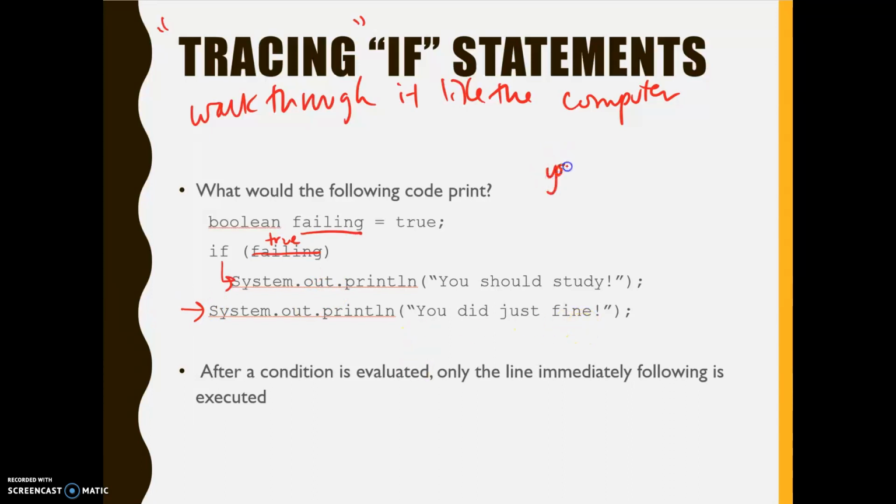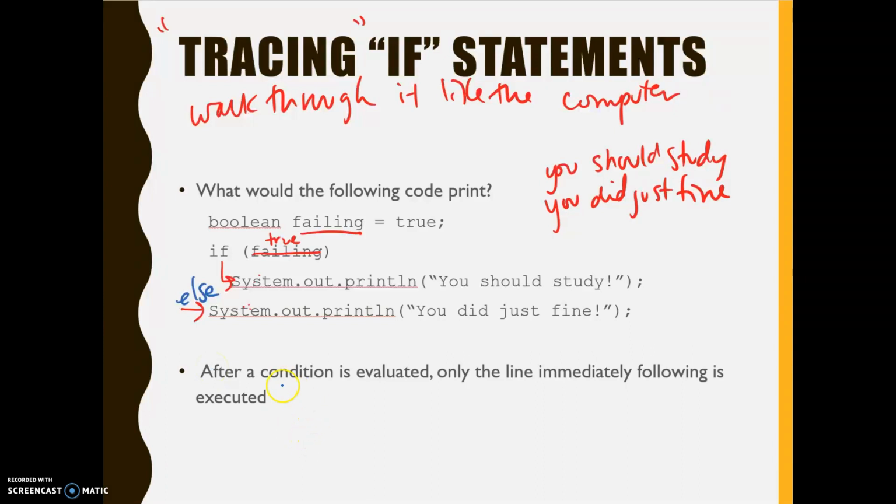So in this case, we would first print out, you should study. And then after that, we are going to print out, you did just fine, which we know clearly is not the case because we're failing. And so what we see here is an example of a logic error. You probably wanted the code to say if you're failing, print out you should study, and then if you're not failing, print out you did just fine. And in order to have the computer decide one or the other, we would need to insert an else in here. However, without having that, it won't execute the way that we probably intended for our logic.